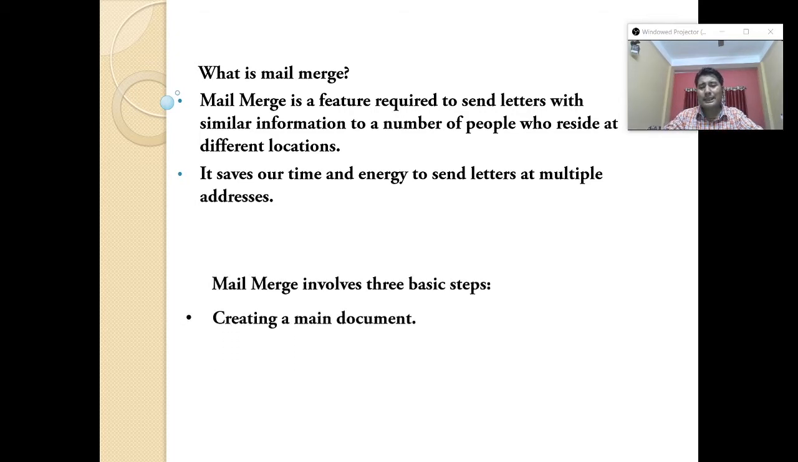Now you can see that mail merge involves three basic steps. Number one is creating a main document. The main document means a letter that is common to all, or it can be a text. Then specifying the data source. Data source means the list of names and addresses of, maybe, your friends.